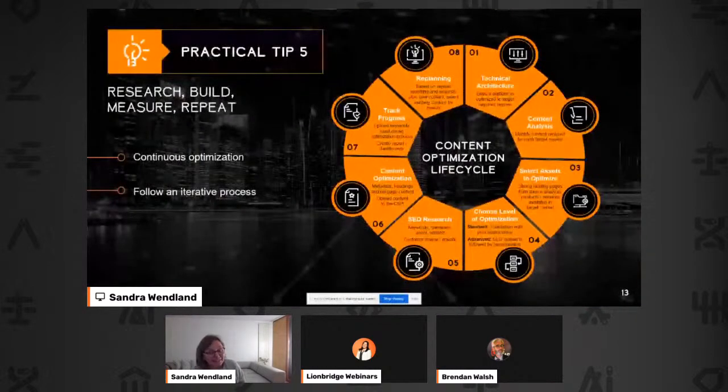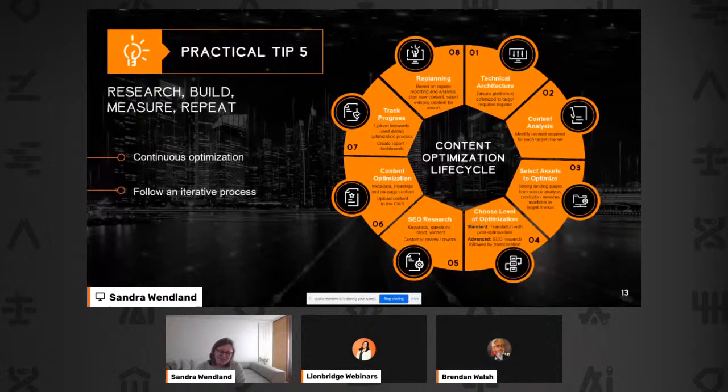Okay, this is what I had to share about building strong pages for your global content. As I said earlier, it's a journey, and what I recommend is taking a data-driven approach and following an iterative process. That's what we wanted to get across today: research, build, measure, and then repeat and learn as you go what works best for your various markets. Brendan, any final words of advice for our listeners?